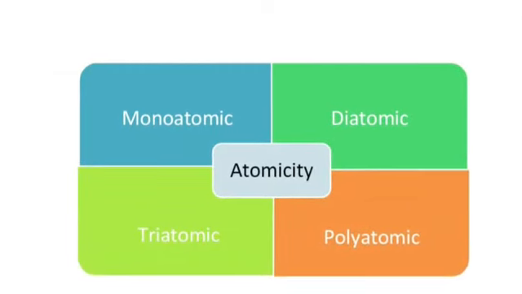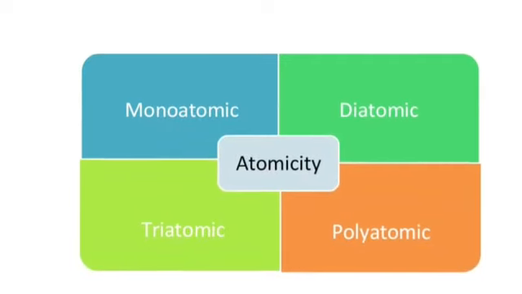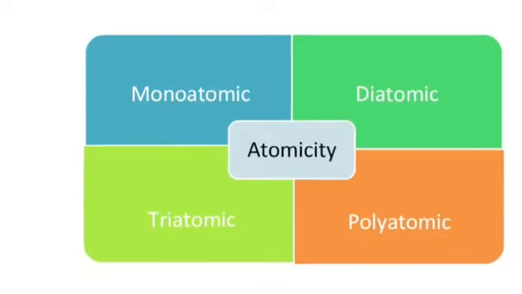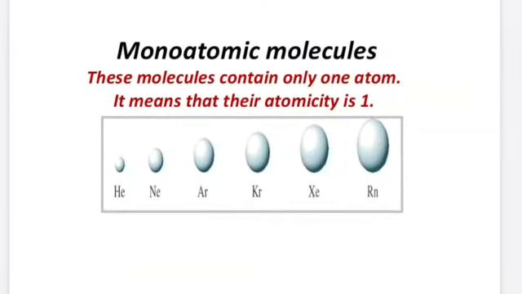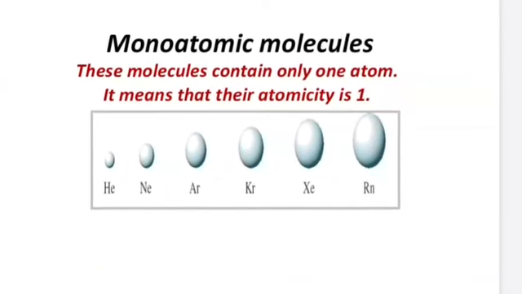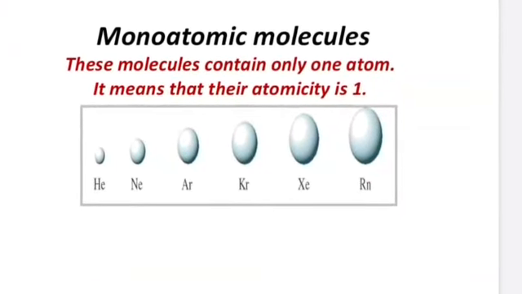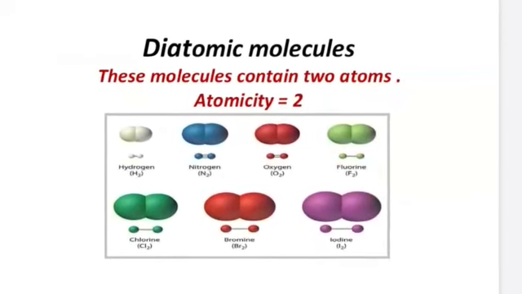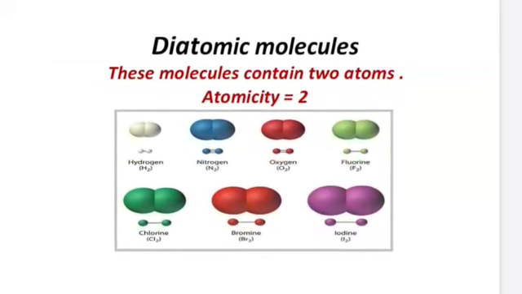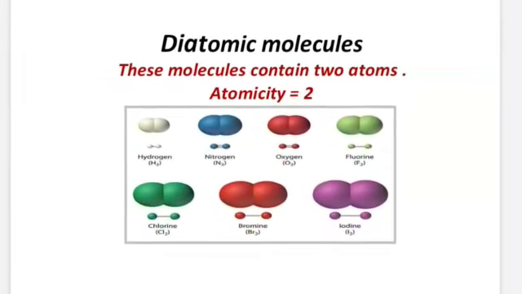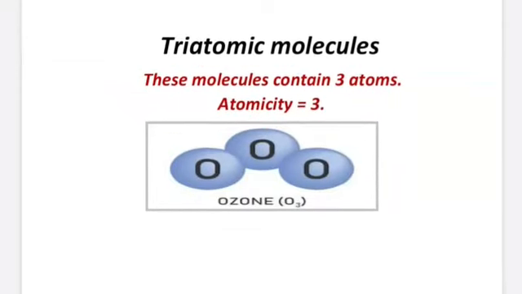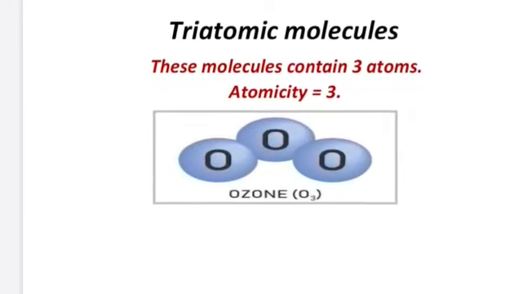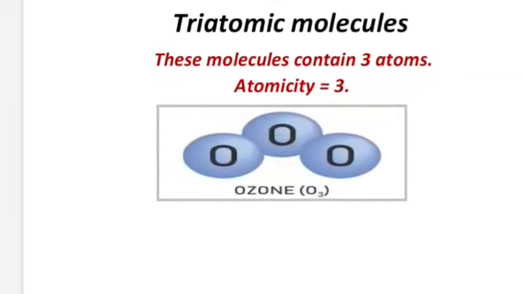Atomicity is categorized into monoatomic, diatomic, triatomic and polyatomic molecules. Monoatomic molecules are molecules that contain only one atom. It means atomicity is 1. For example, helium, neon, argon. Diatomic molecules are molecules that contain 2 atoms. Atomicity is equal to 2. For example, hydrogen molecule, oxygen molecule, etc. Triatomic molecules are those molecules that contain 3 atoms. Therefore, atomicity is equal to 3. Example, ozone.